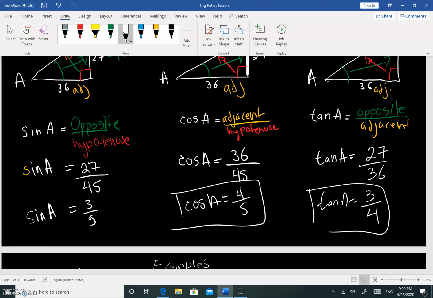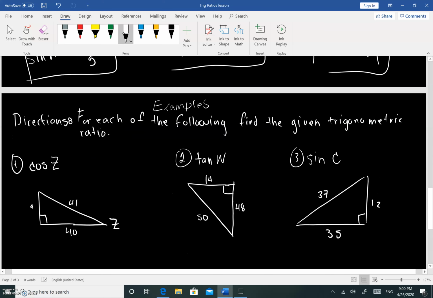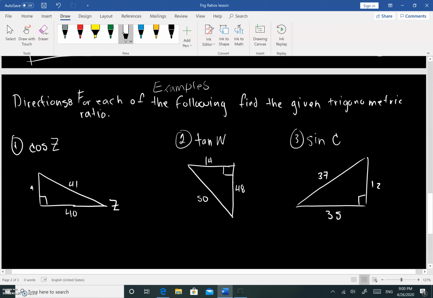Okay, so like I said, I'm going to make another video with more concrete examples. The examples are going to be these, and as you can notice, they're going to be different types of triangles. So make sure you guys go ahead and watch that video as well.